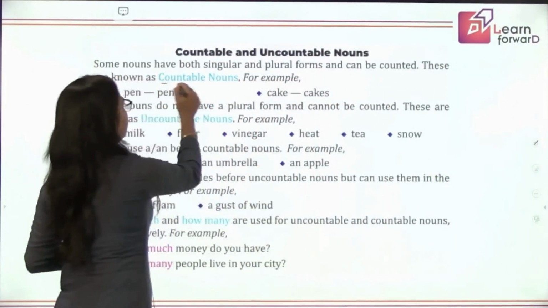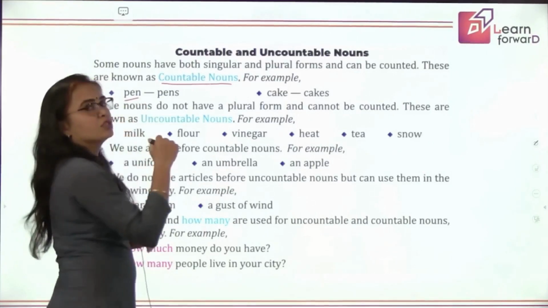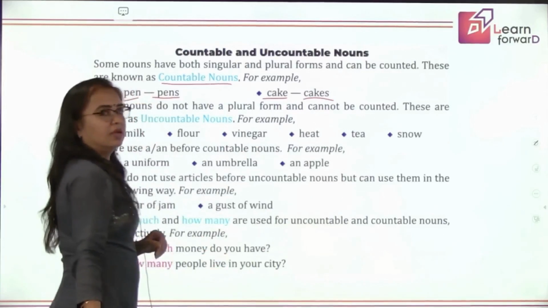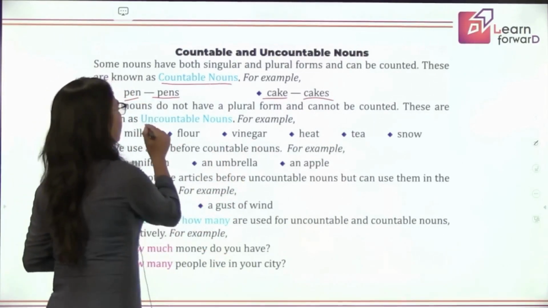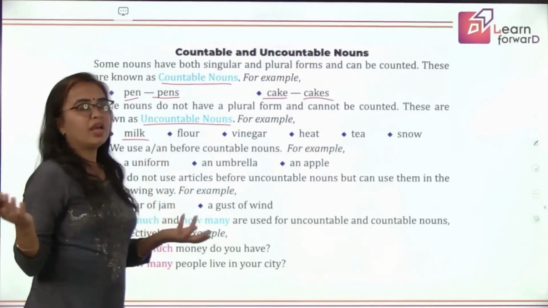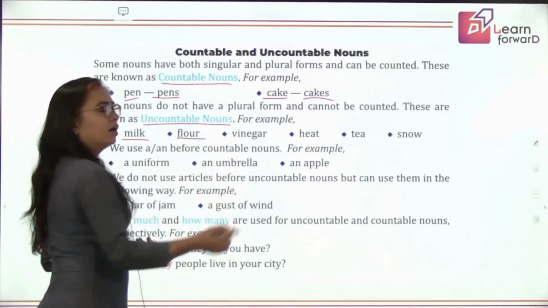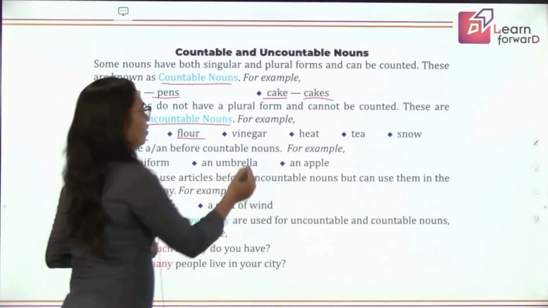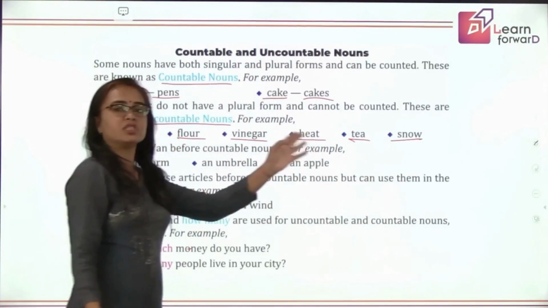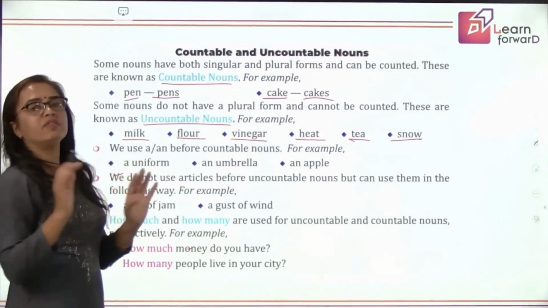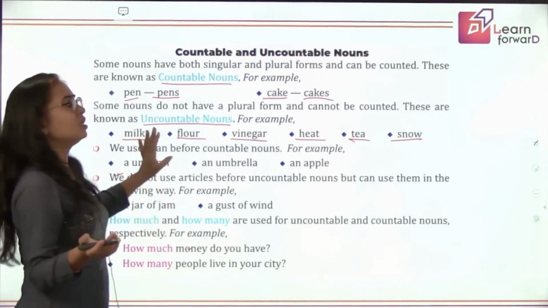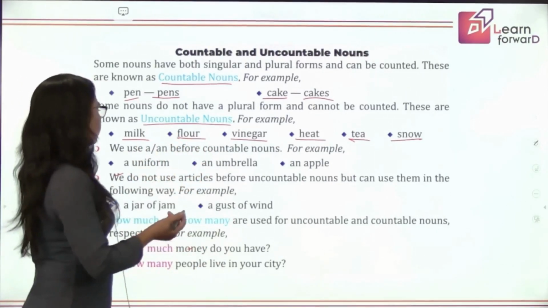Nouns like pen have a singular and plural: pen, pens, cake, cakes. And the nouns that you cannot count are uncountable nouns. For example, milk, we cannot say milks. Flour, we cannot say flours. Vinegar, heat, tea, snow. If you look at these words, they don't even have a plural because you cannot count them. So, these are called uncountable nouns.